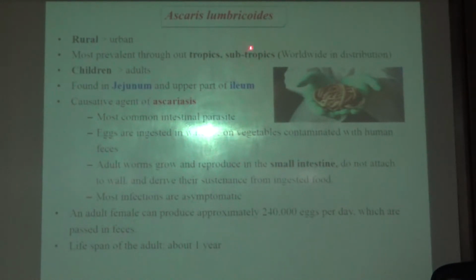They are more common in tropical and subtropical areas, more common in children than adults. They are found in the jejunum and upper part of the ileum. For the disease we use the term Ascariasis. It is considered the most common intestinal parasite. It can be ingested from vegetables or water which are contaminated by eggs. Now what happens in the life cycle?